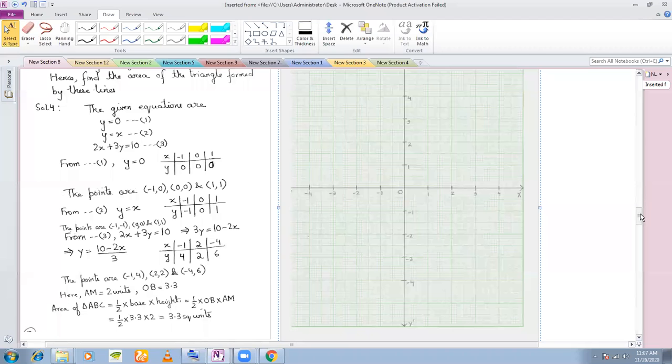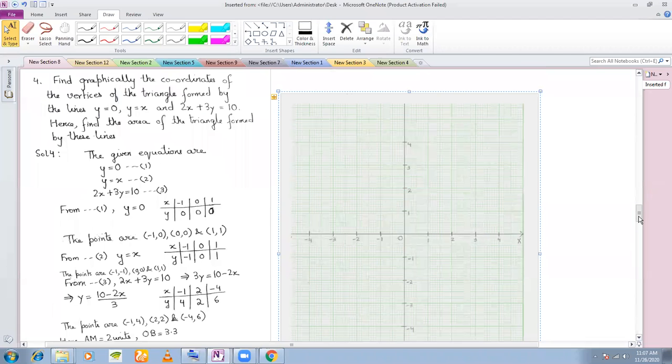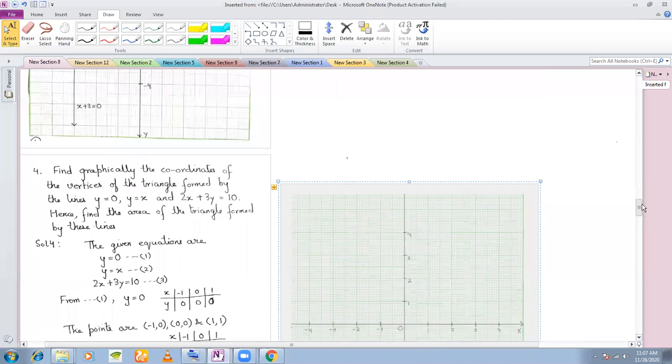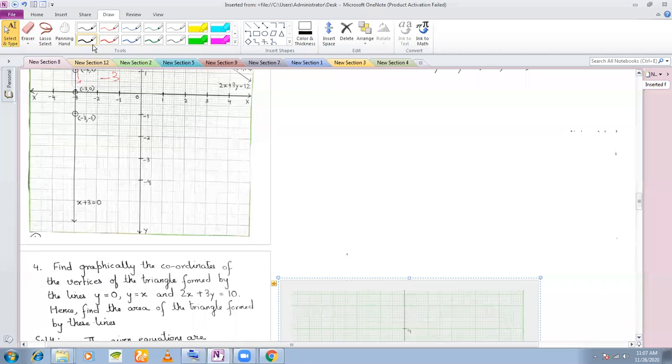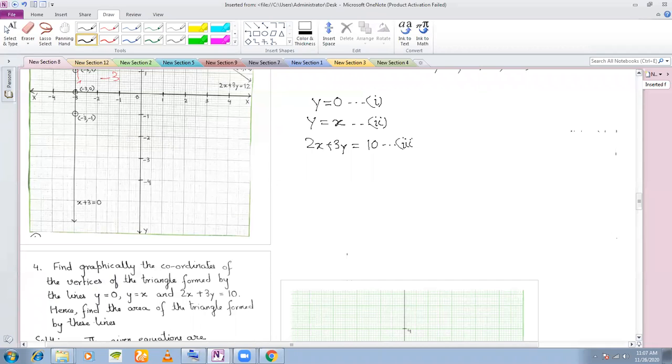Now look, first of all, let us write the lines. What are the lines here? The lines are y is equal to 0. This is the first line. Next line is y is equal to x. And the third line is 2x plus 3y is equal to 10. This is the third.